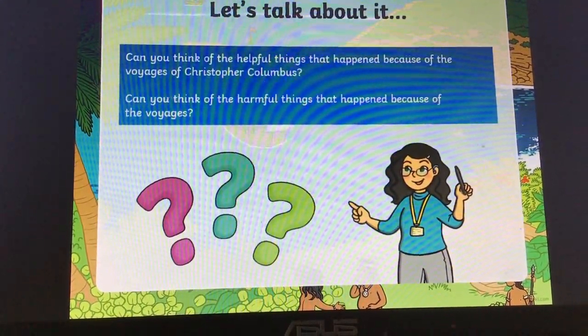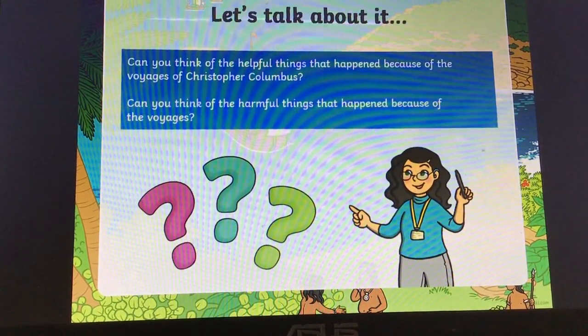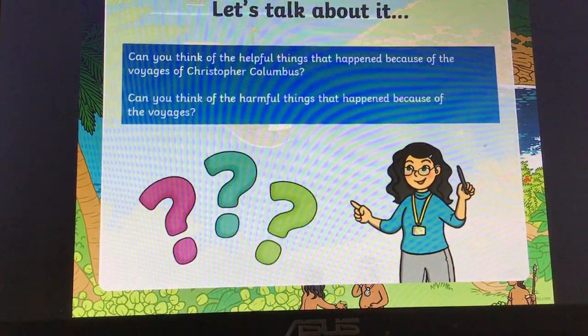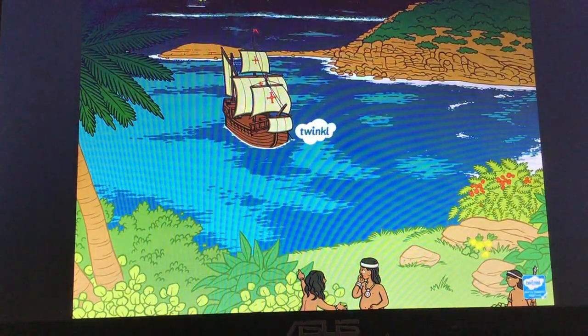Can you think of the helpful things that happened because of the voyages of Christopher Columbus? Can you think of the harmful things that happened because of his voyages? So have a think about that. Those are some good questions there.